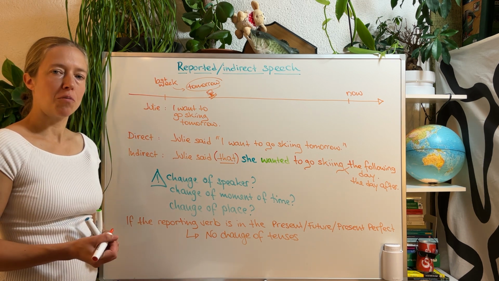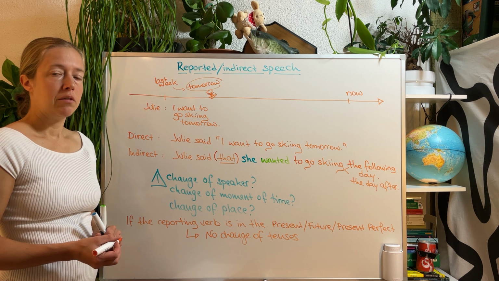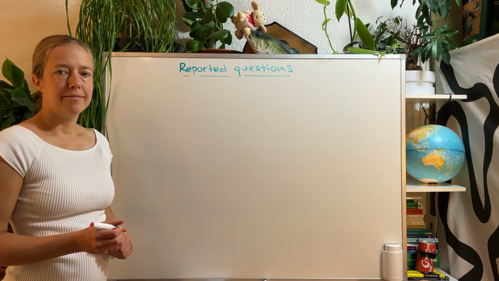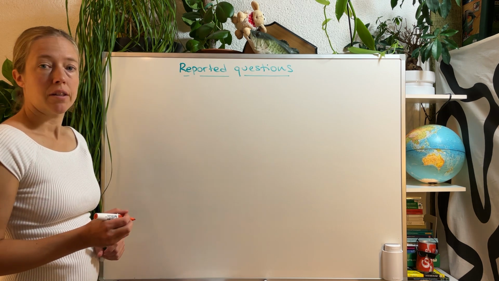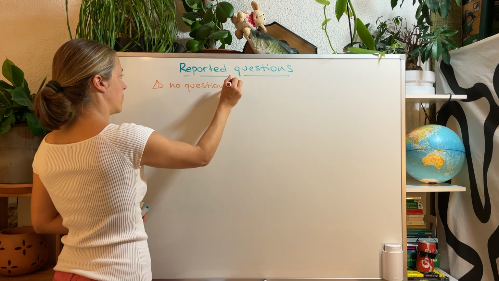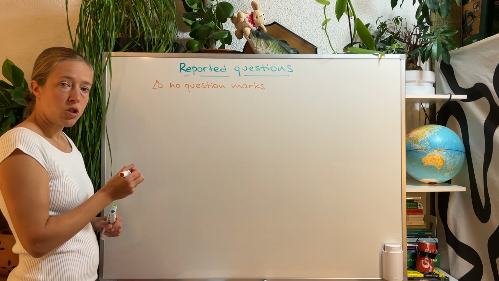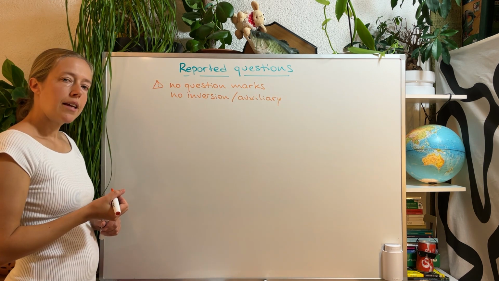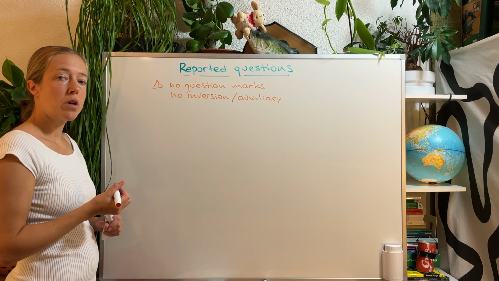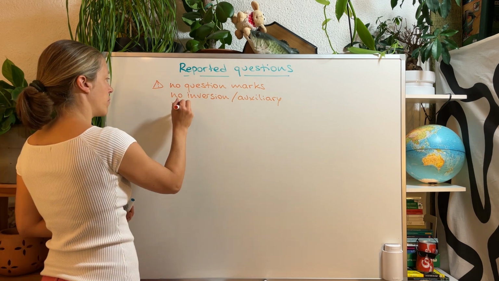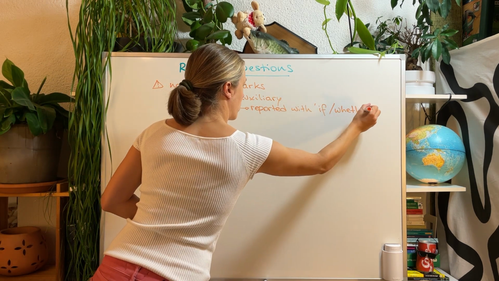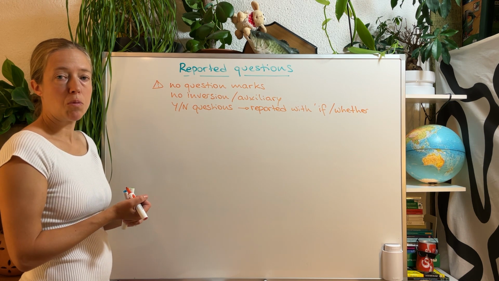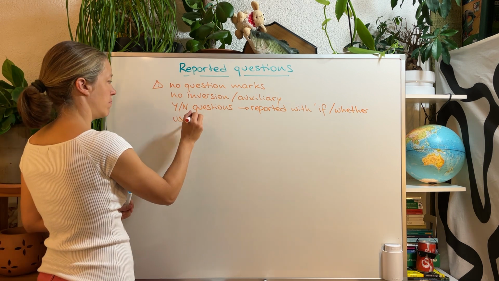Regardons maintenant comment former des questions dans le discours indirect. Let's look at how to form reported questions. So in reported questions, there are no question marks. Il n'y a pas de point d'interrogation. There is no inversion and no auxiliary. Yes/no questions are reported with if or whether. We don't use say or tell in reported questions. We use ask.